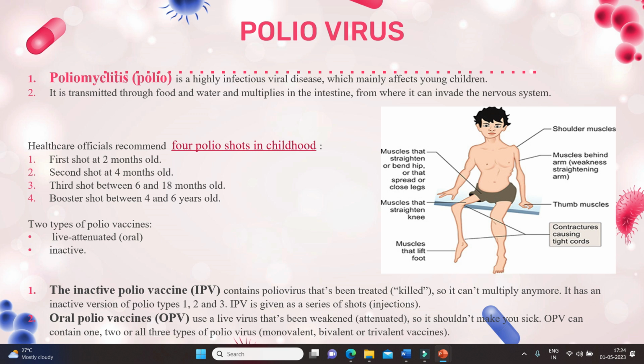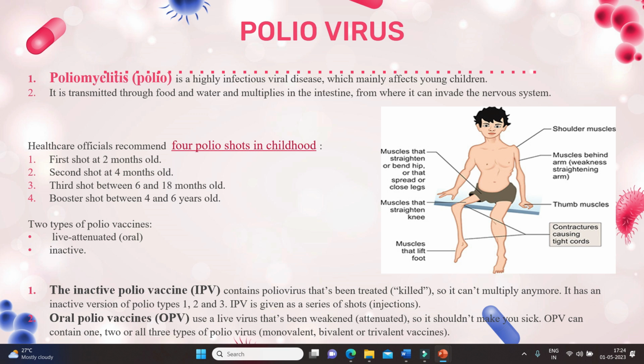Poliomyelitis is a highly infectious viral disease which mainly affects young children. It is transmitted through food and water and multiplies in the intestine, from where it can invade the nervous system. Healthcare officials recommend that 4 polio shots in childhood are a must. The first shot is at 2 months old, the second dose at 4 months old, the third at 6 to 18 months, and the booster shot between 4 to 6 years old.